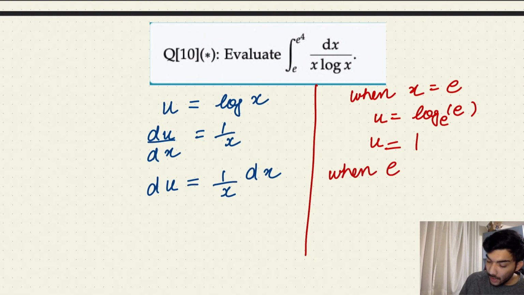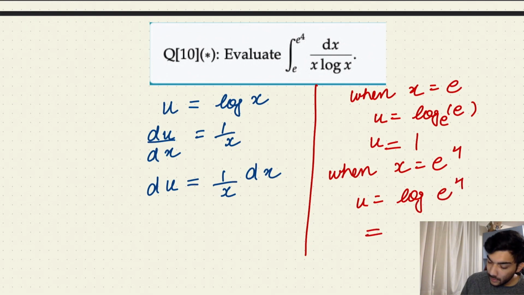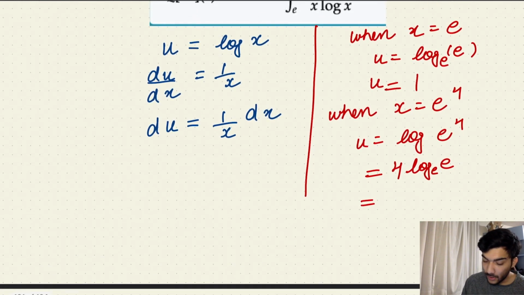And when our x is equal to e to the power 4, our u would be log of e to the power 4, and because of the property of log, the power can come in front, right? So it would become 4 log e, and this log is also in terms of base e. So our upper endpoint in this case would become u equals 4.